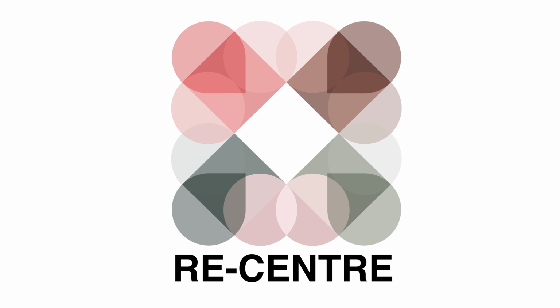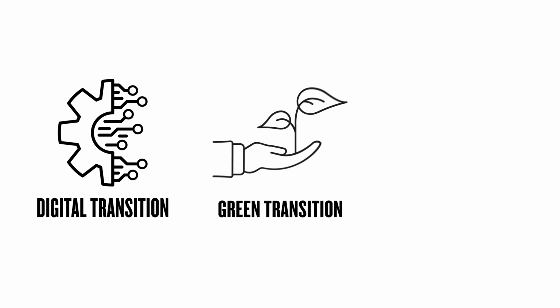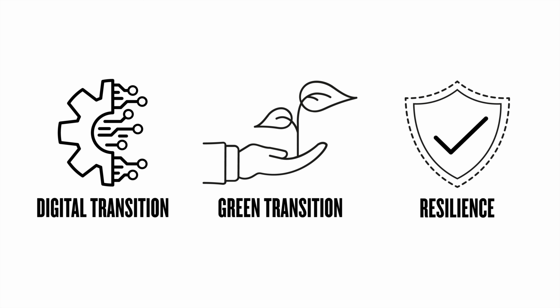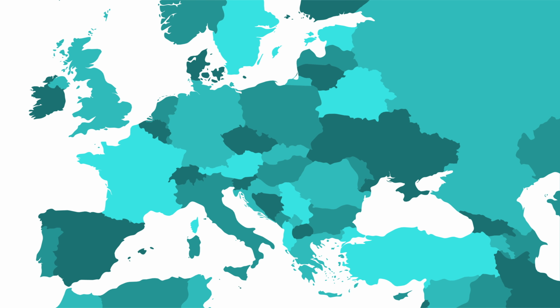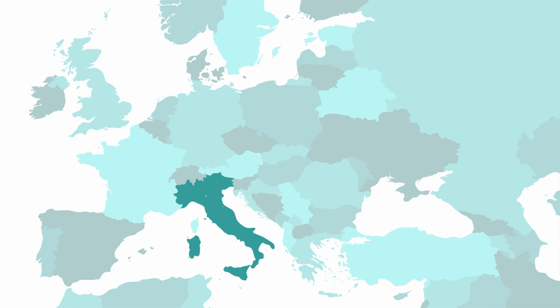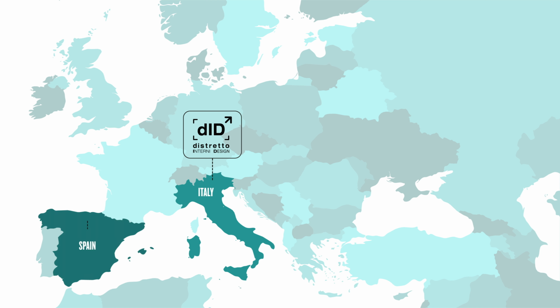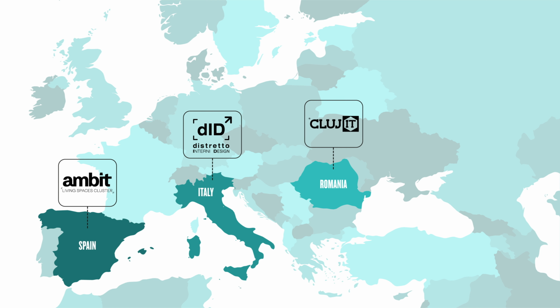Recenter, cross-sectoral cluster approach for higher competitiveness through digital, green transition and resilience, is one of the 30 EUROCLUSTER projects co-founded by the European Union. Its partnership is made up of four European clusters: DID, Technological Cluster on Interiors and Design from Italy; AMBIT, Living Spaces Cluster from Spain; Cluj IT Cluster from Romania; and Green Synergy Cluster from Bulgaria.